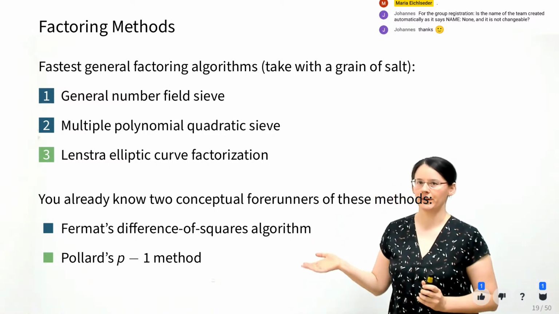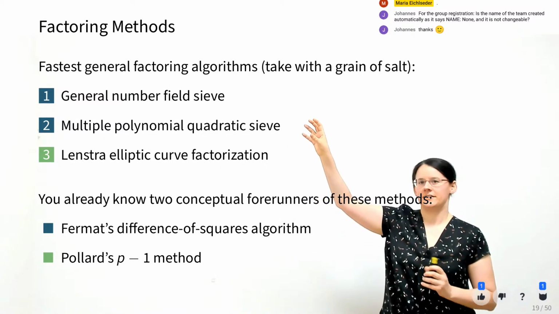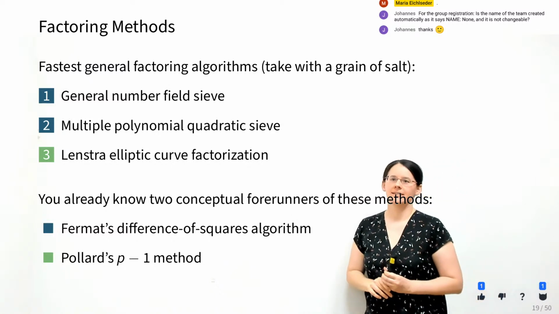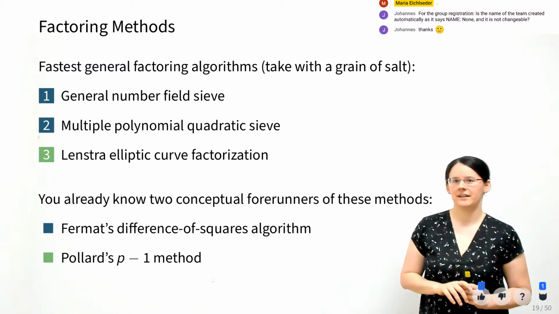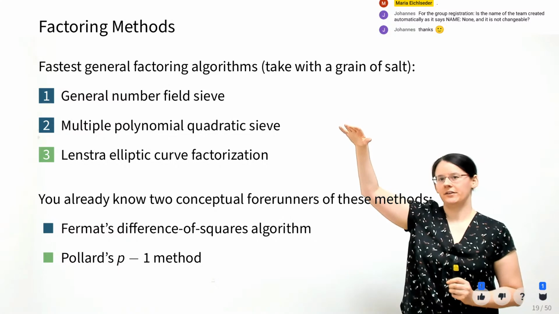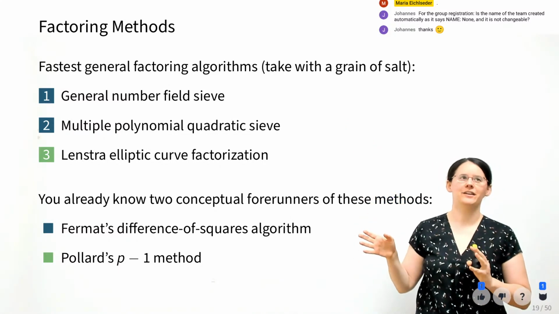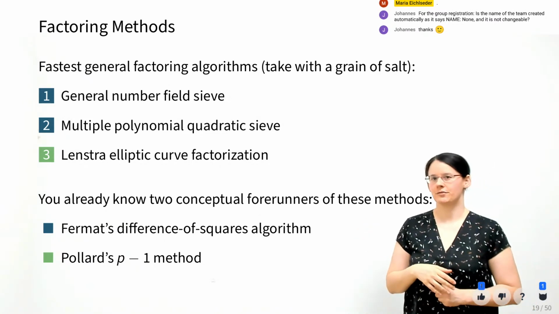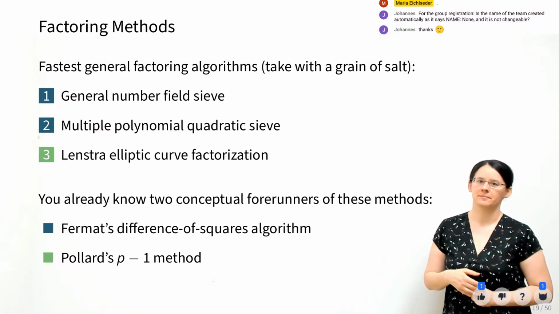And so we are going to look at this one here, probably next week, and a simpler version of this one here in today's lecture. And actually, if you've already done cryptography, you already know the forerunners of these methods, because the first two here are actually based on, or are a very, very strong advancement on top of, the Fermat difference of squares algorithm that we did in the cryptography exercises.